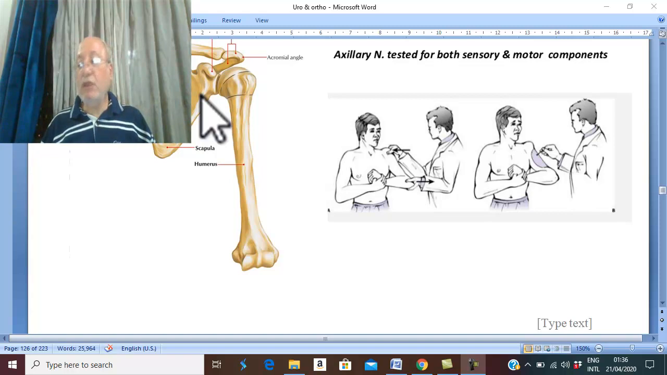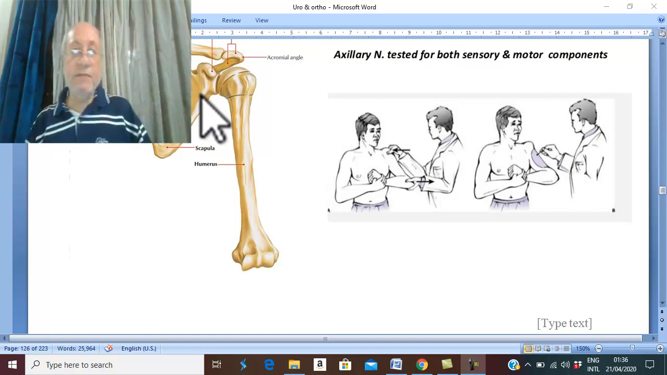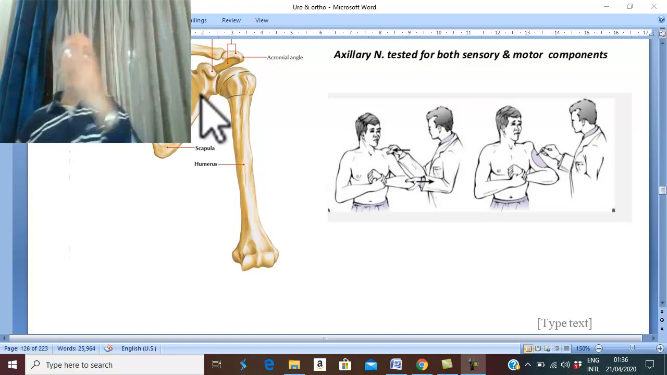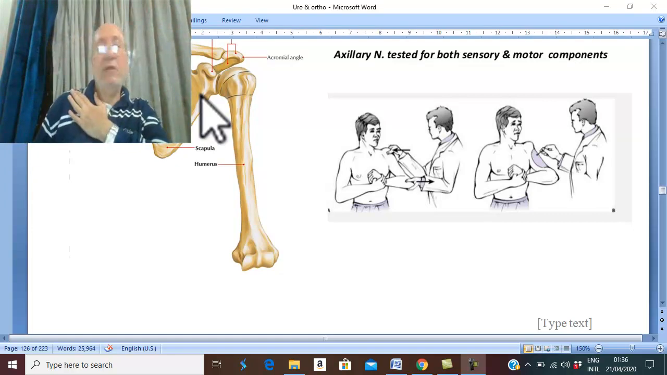There are very important special tests. What are the important special tests? Ask the patient, please, can you do this and this? What is this?